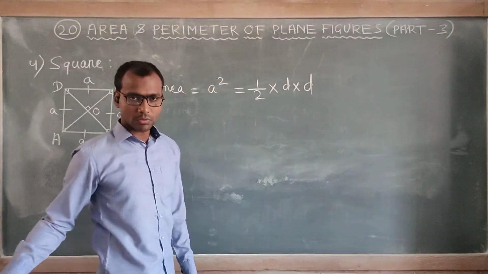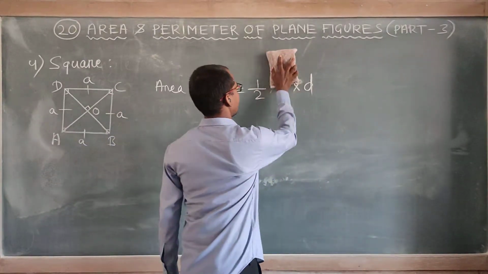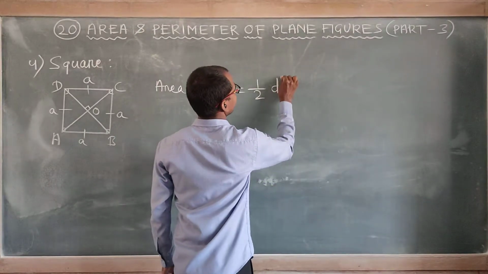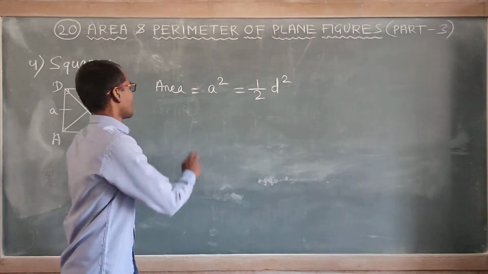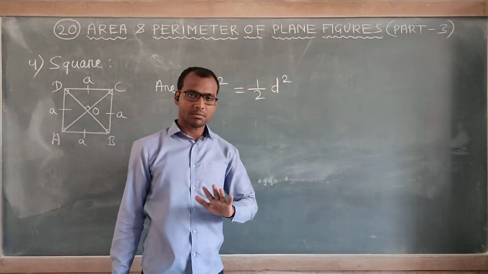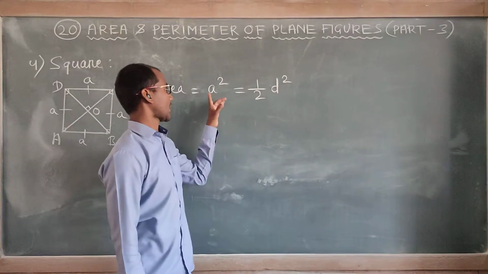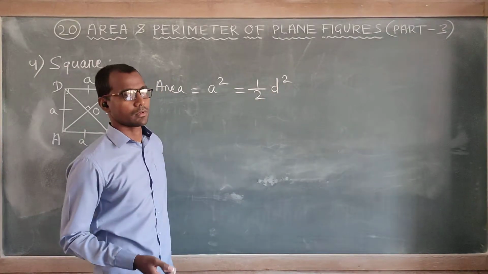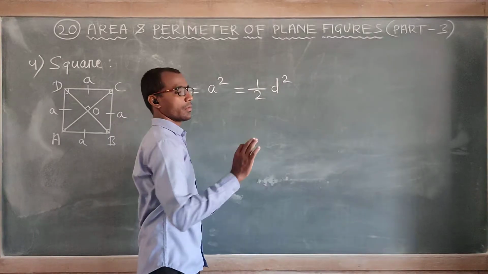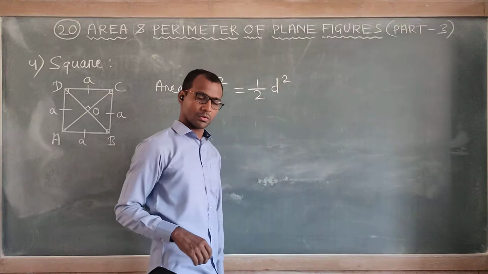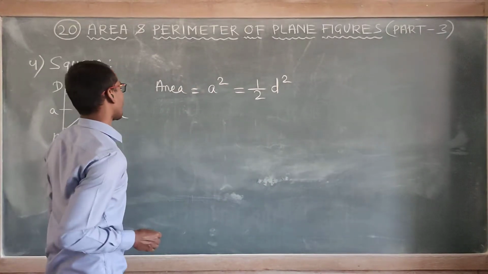Now what is d into d? D square. So d into d is d square. So remember this formula: area of a square is equal to a square or half d square, same thing. You can use the side to find the area of a square, or you can use the diagonal. When the side is given, use this one. When the side is not given, use this one. So this is the formula for area.